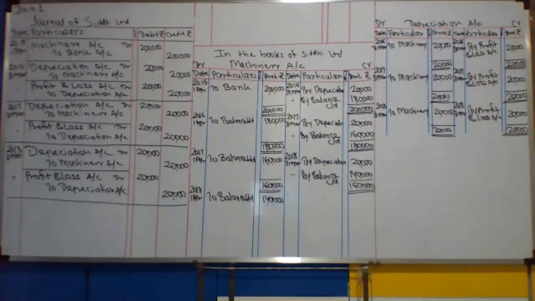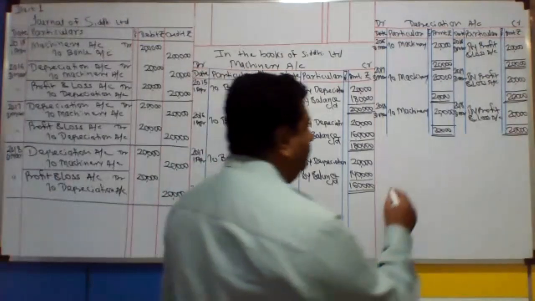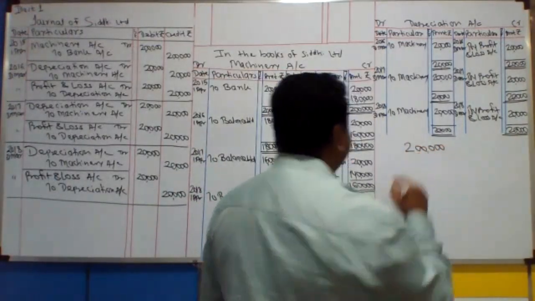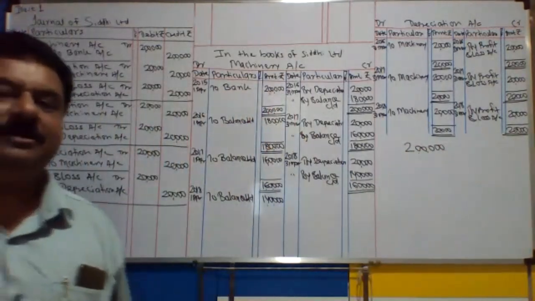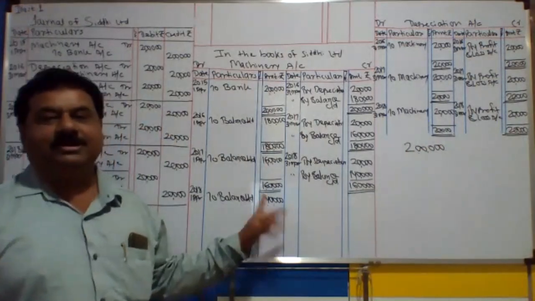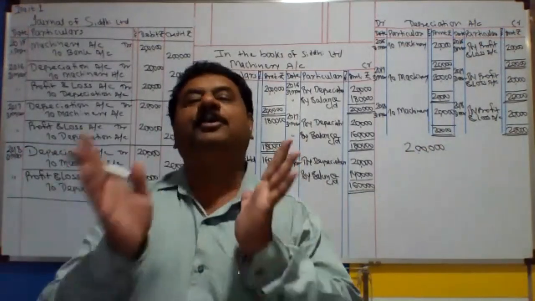The problem is now finished. Okay. I am telling you how actually it is coming. Please see. The value of the machinery is 2 lakh rupees. 2 lakh रुपए का machinery का value है. What is the final balance of machinery? 1,40,000. I want to show you the proof.